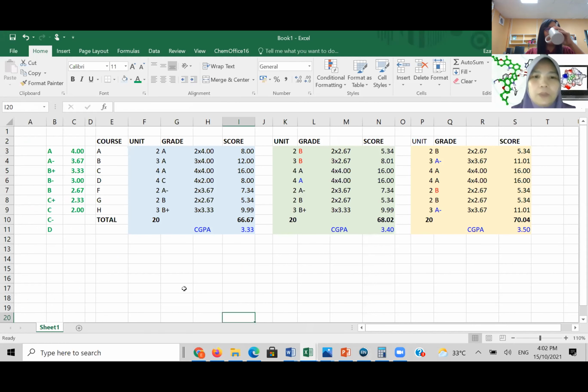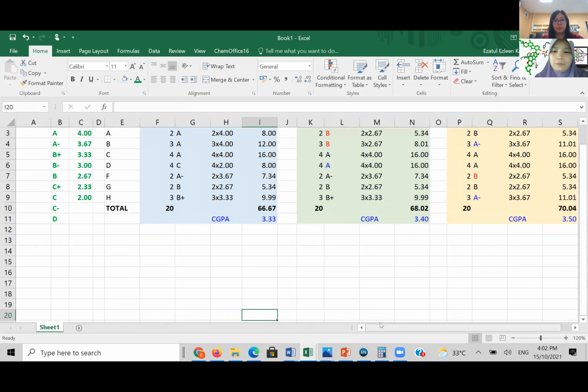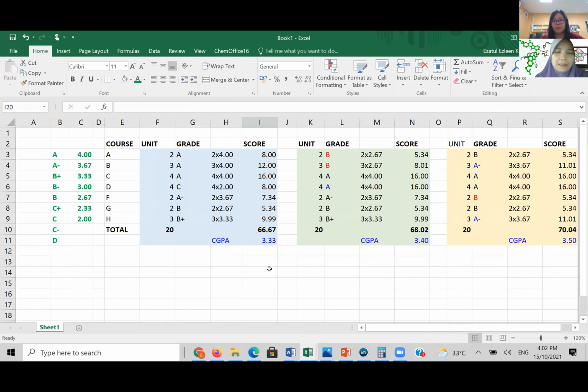Okay, I just want to share with you how to calculate your CGPA. So can you see clearly my Excel file? I just prepared it while Dr. Chan was presenting, sharing her talk just now. Yes, we can see, Dr. Izato. Okay.